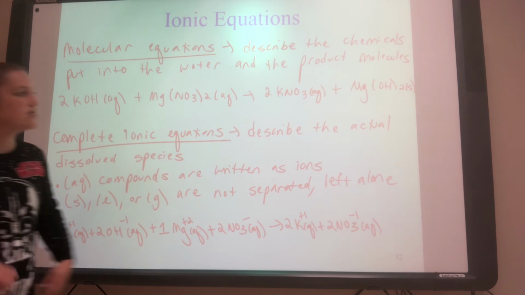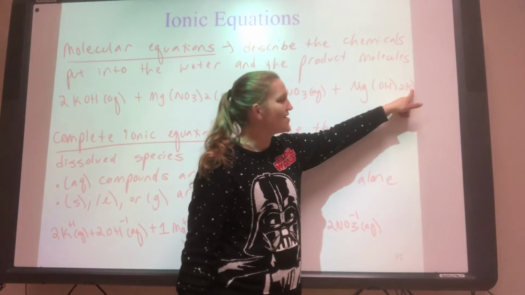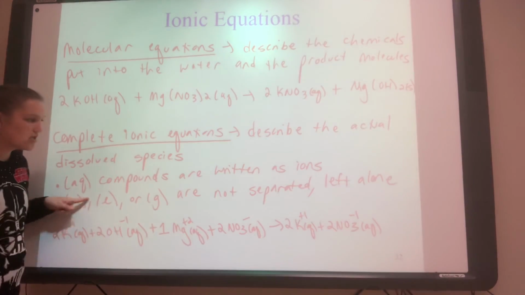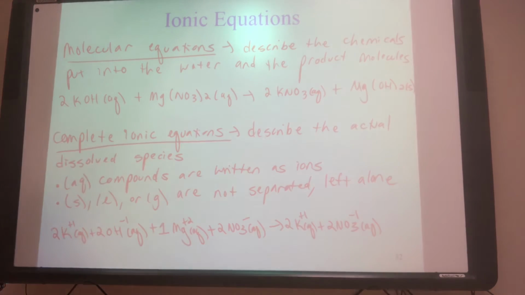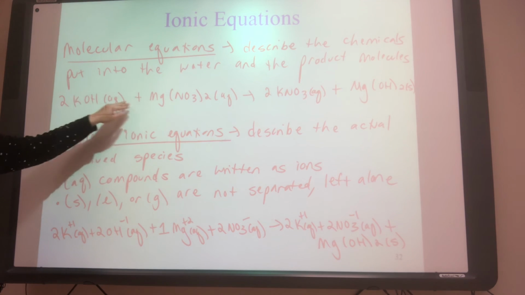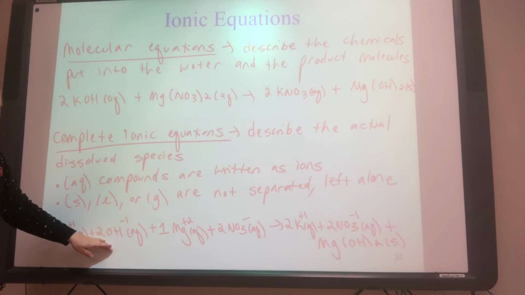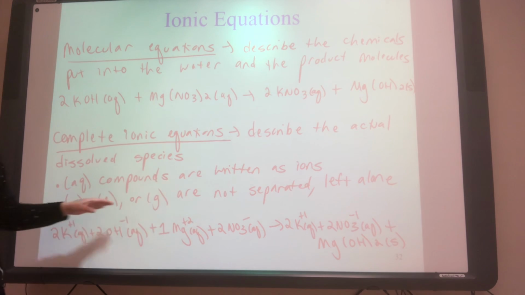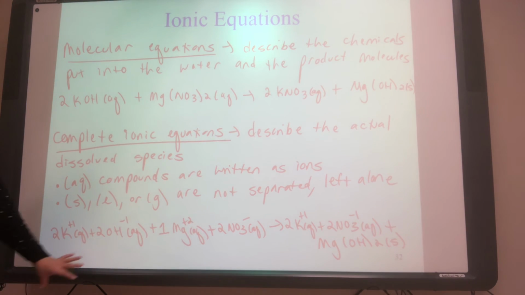All right, next is my MgOH2, but it's a solid. Solids are not separated, they're left alone. So I just write plus MgOH2 solid. All right, and that's it. For a complete ionic equation, you have to take everything that is aqueous and break it apart into the ions. If it's a solid, a liquid, or a gas, you leave it alone. I know this is really long and tedious, but it shows you that these are ions floating around. It's not the actual compound floating around.